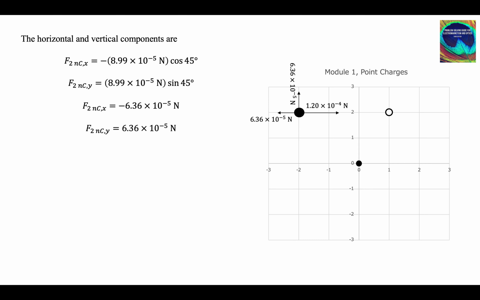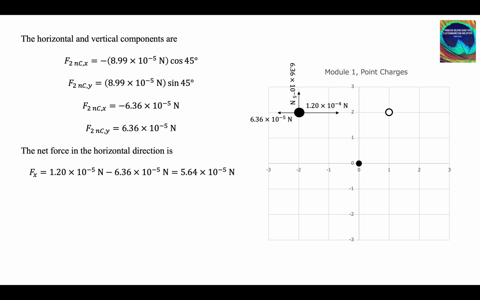And I know their magnitudes. The net force in the horizontal direction is simply this force minus that force. This is 12 times 10 to the minus 5th minus 6.36 times 10 to the minus 5th, which gives me 5.64 times 10 to the minus 5th, and it's to the right, it's positive. There's only one force in the vertical direction, so the net force in the vertical direction is simply 6.36 times 10 to the minus 5th newtons.